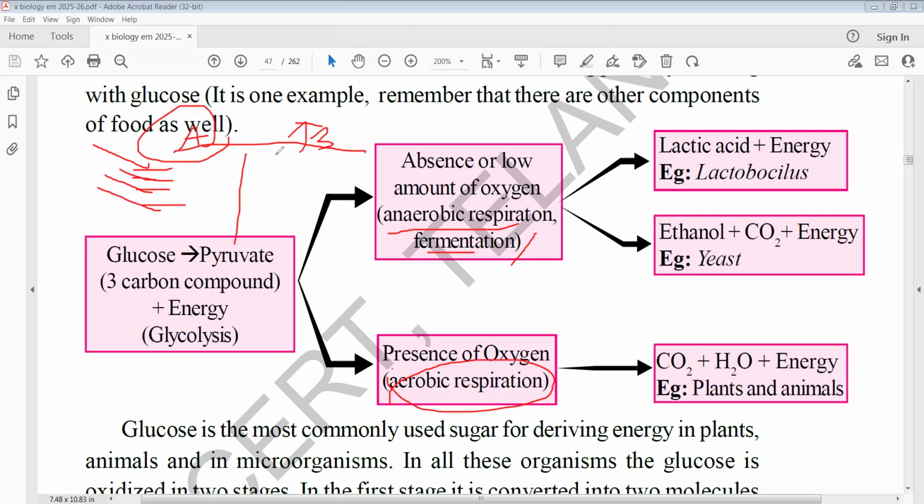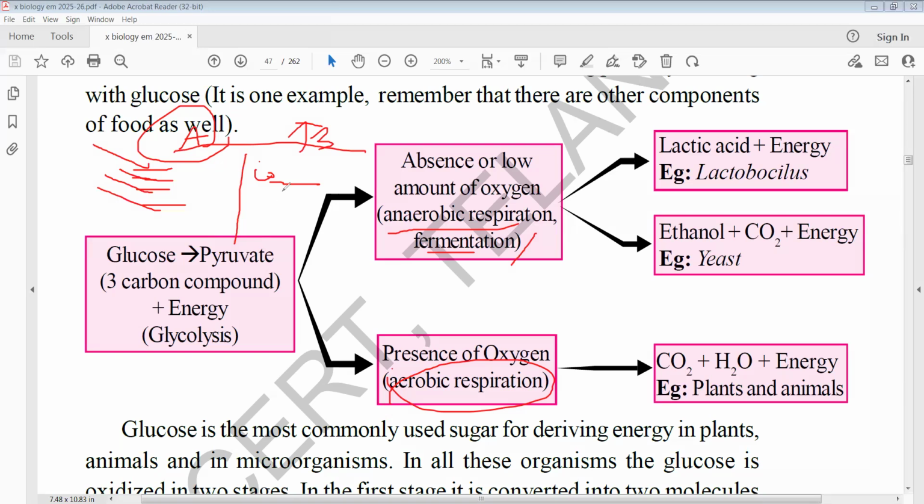Now anaerobic respiration. There is no oxygen, but breaking down of the food material, glucose, takes place, releasing carbon dioxide and energy. So the similarities are that carbon dioxide is released and energy is released. But the difference is that anaerobic respiration does not require oxygen, whereas aerobic respiration requires oxygen.